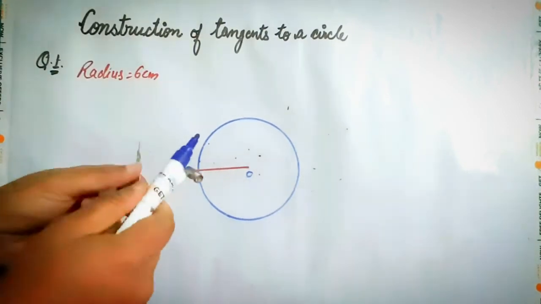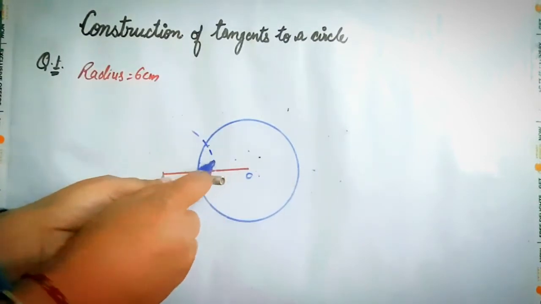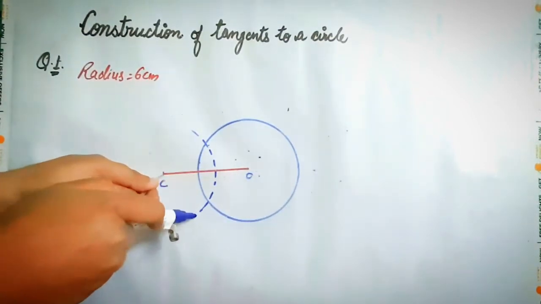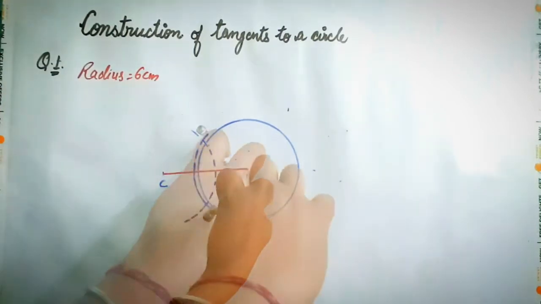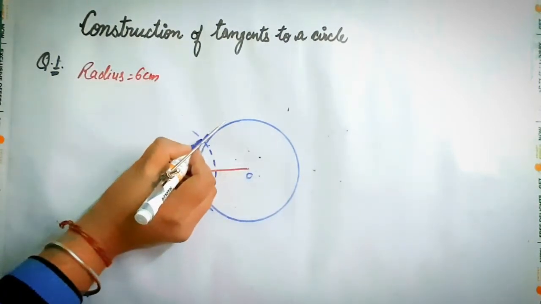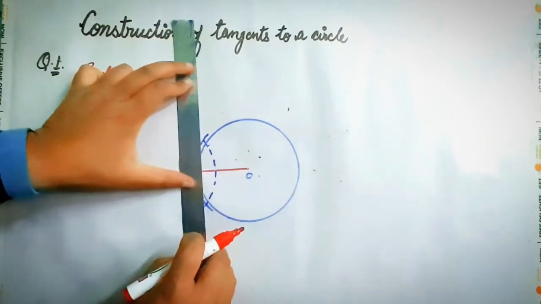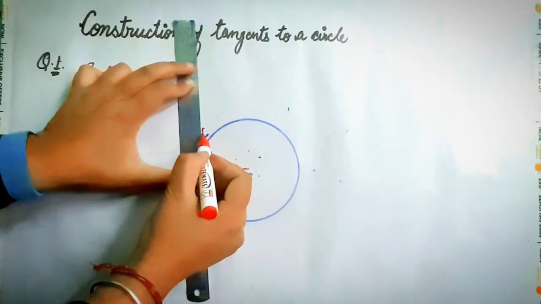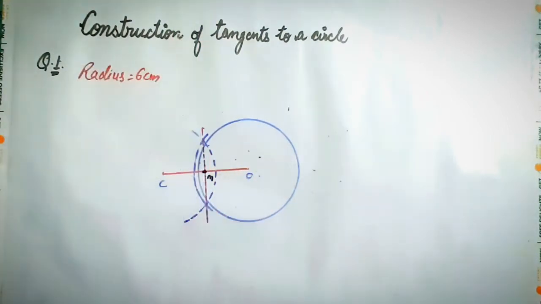So open your compass equals to more than half and draw an arc from C, and keep it same, another arc from the point O. The arcs are intersecting at 2 points, which means we have to draw the perpendicular bisector of OC. So join these 2 points. It is dividing OC into 2 equal parts.